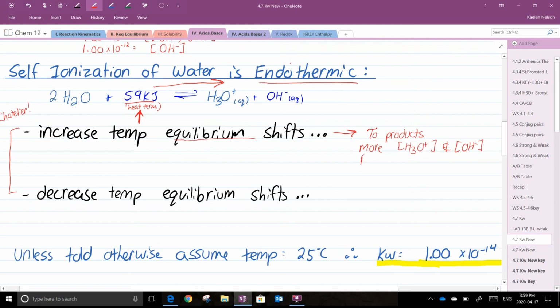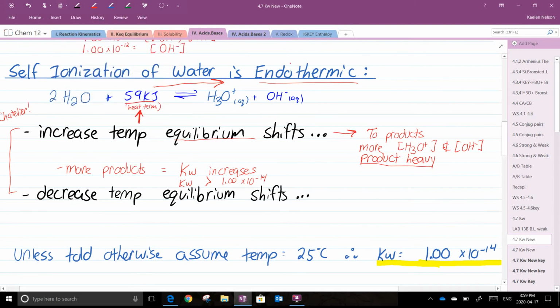This we have been calling what we called product heavy when we did our Keq expressions. Okay, so if we're product heavy, we have more products. So the value for Kw will increase, or Kw will be greater than 1.00 times 10 to the minus 14.